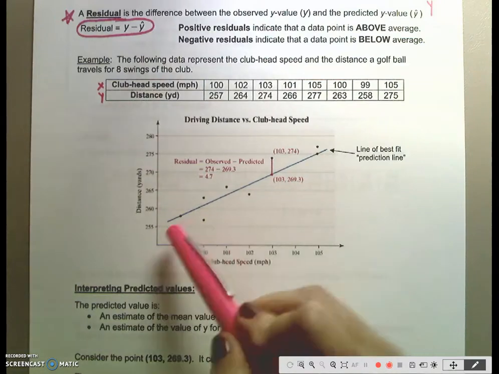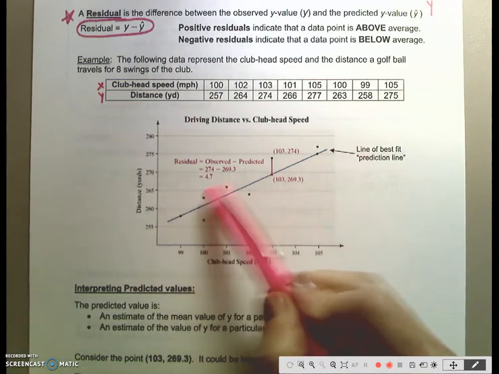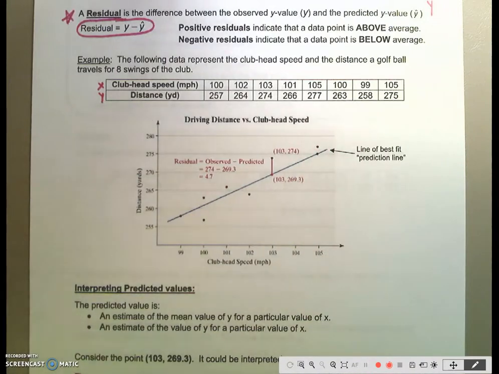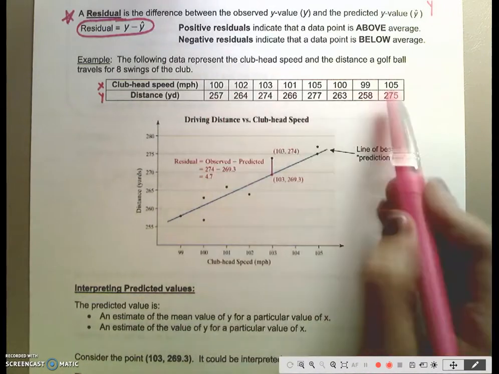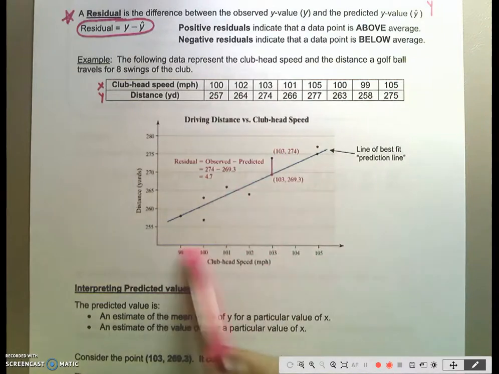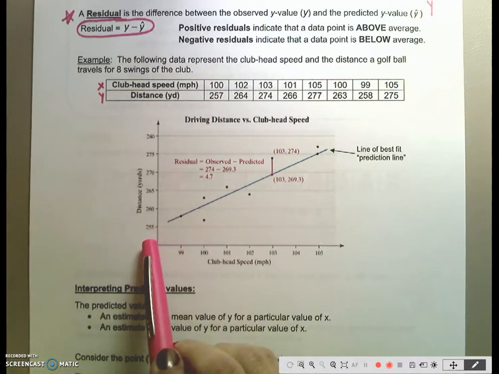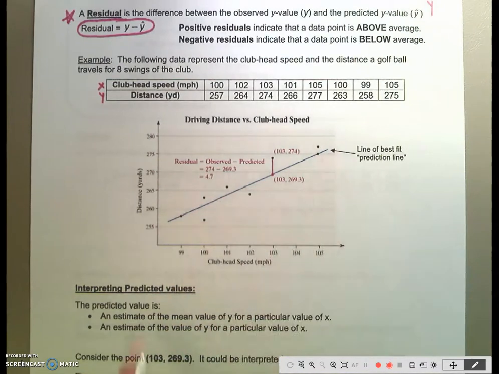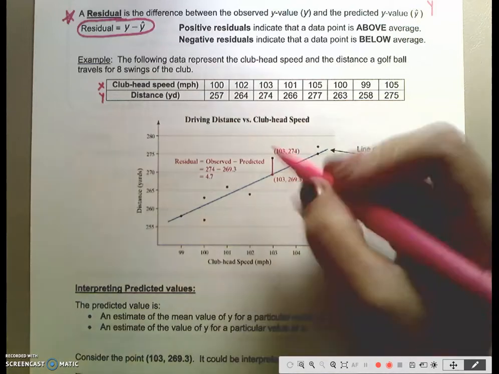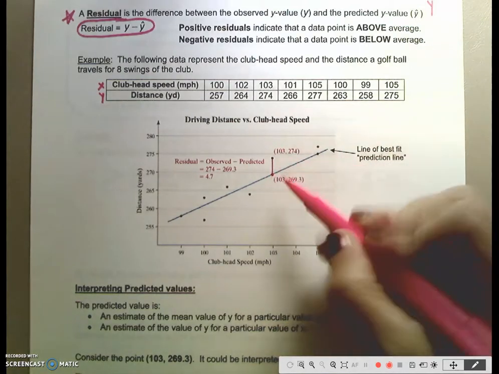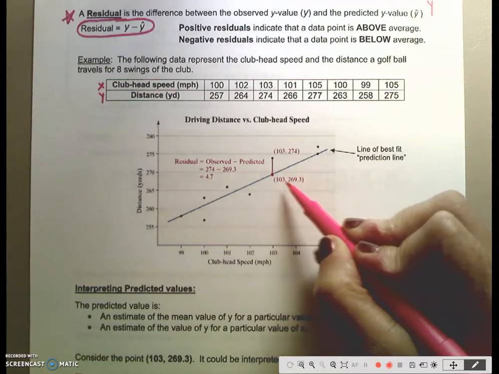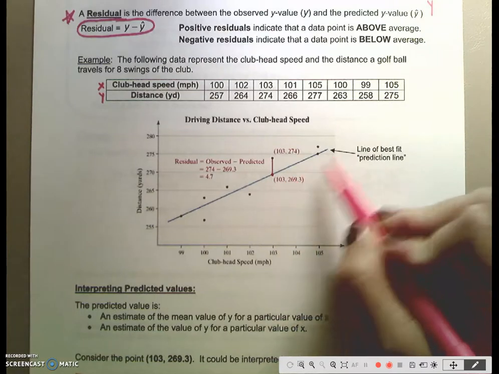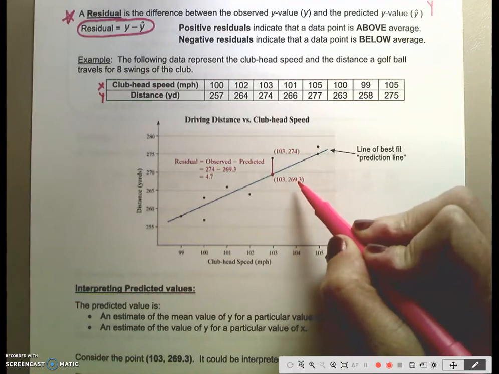So what they've already done is given you the line of best fit. And all these little black dots, think of those as the actual golf balls, right? Those are the actual data points. And that's where they're sitting based on these club head speeds and these distances, okay? And then the blue line here, that is the line of best fit. And that's the line we would use for predictions, okay? Now, the residual is the little pink vertical line. So let me explain to you what a residual is on a picture. Here's what we predicted. If you hit the golf ball at 103 miles an hour, we predicted, based on our line of best fit, that it would go 269.3.